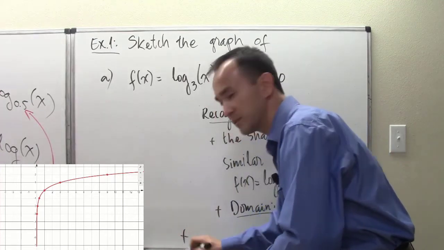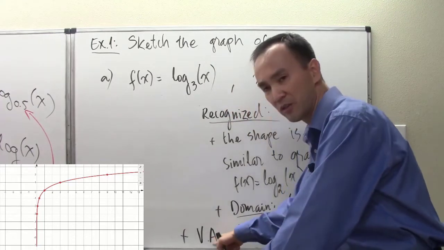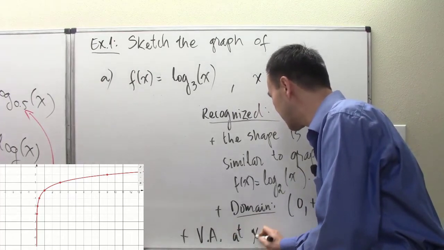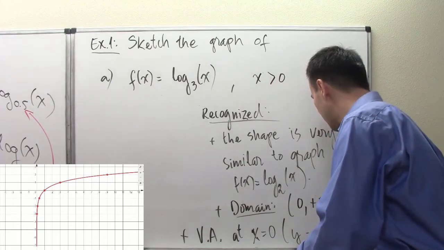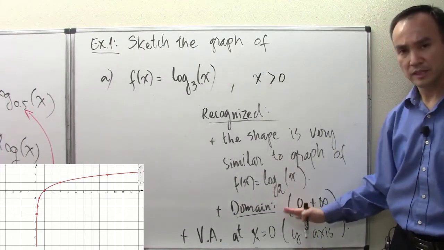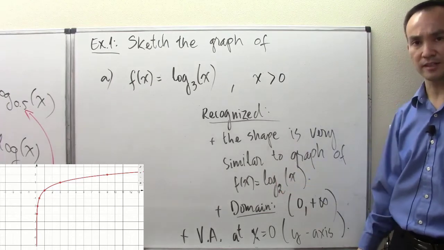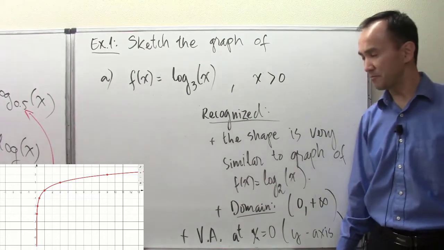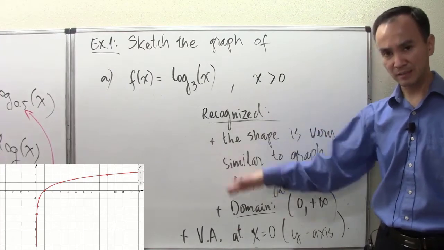Allow me to push this bullet a little bit further out right here. So VA, we have a vertical asymptote, that's what VA is for, at x equals 0. This is really the y-axis. So these are all very similar to that graph of the function log base 2 of x. At least for now, that's enough for this graph right here.